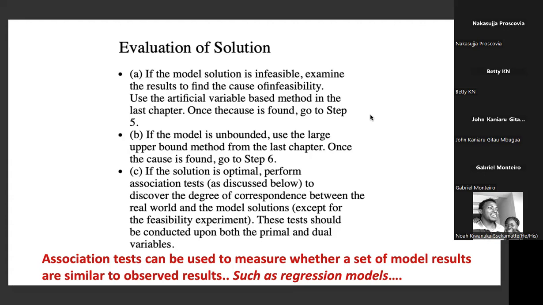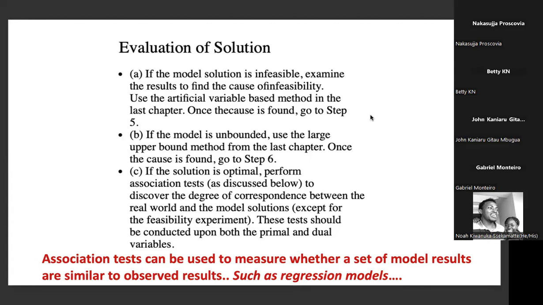If the model is unbounded, use the large upper bound method from the 5 steps. I can share the steps with you. Then use a larger upper bound, and once the cause is found, you go back to step 6. If the solution is optimal, perform association tests. I think you know how to perform association tests.